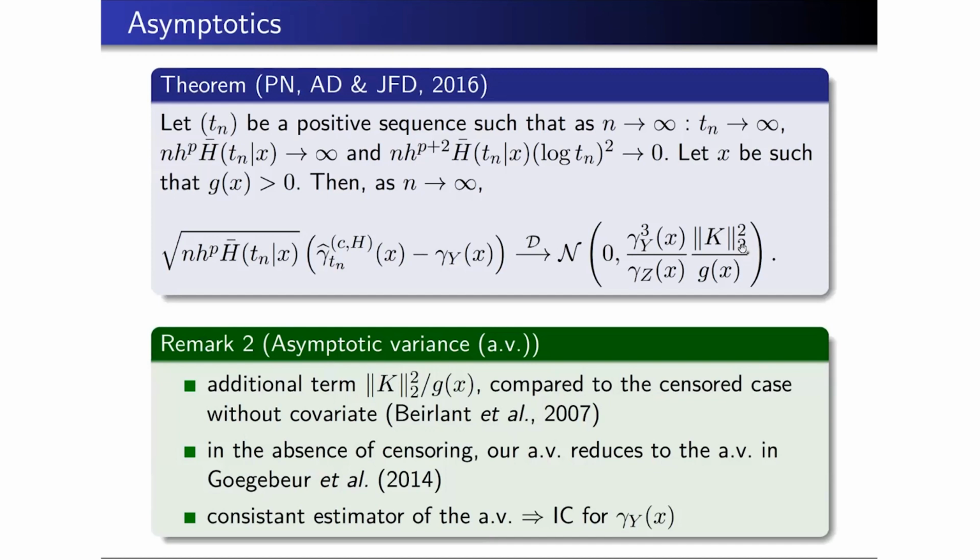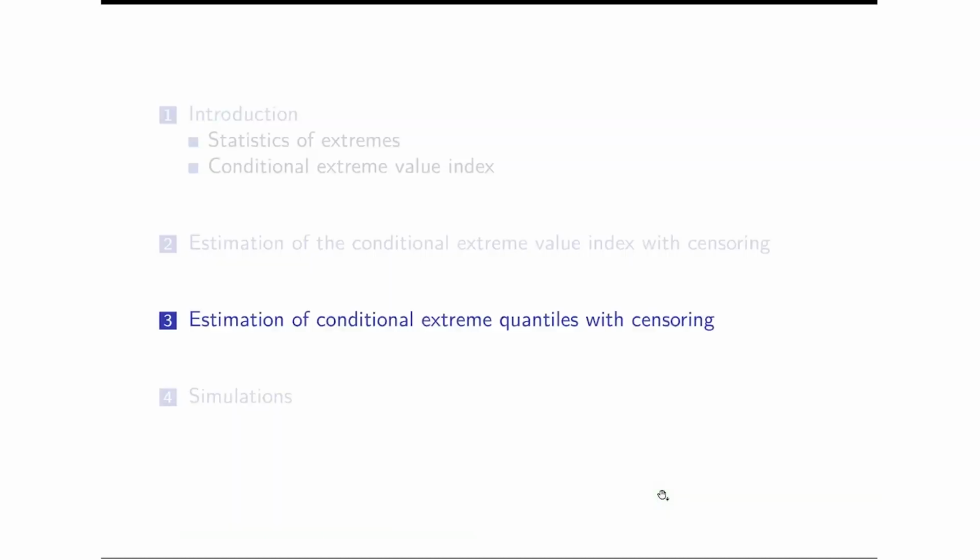But we can notice that the asymptotic variance we get here generalizes the situation where there is no censoring, the absence of censoring, okay? And the objective of this asymptotic normality is to build intervals of confidence for gamma Y. Let us recall that Y is not observed, okay?